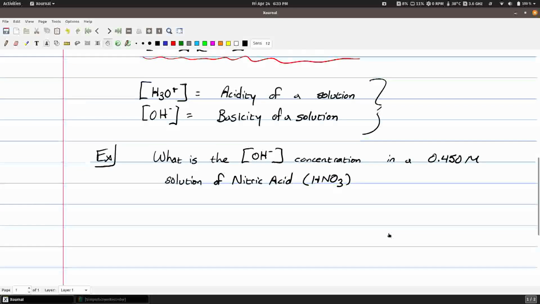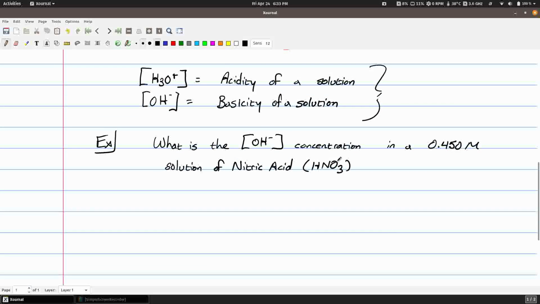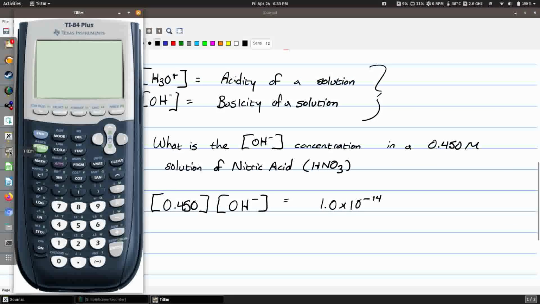Alright, so how this works is, if you have the concentration for an acid, you just pop that right in the H3O box. So we have 0.450 M, and you don't really have to write M, it's kind of redundant. And then that's times OH equals 1.0 times 10 to the negative 14. So we can use this to find out how many hydroxide ions we have in solution. So I'm going to open the calculator real quick because we're going to need that.